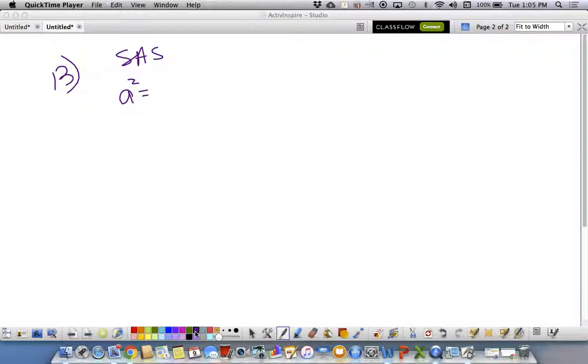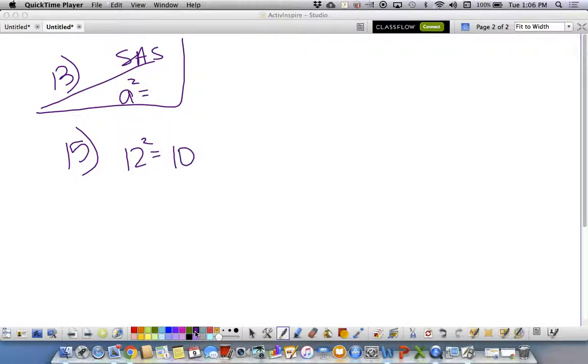So can we go on to 15? I got 40. Are you telling me an answer? Please don't. Okay, so we skipped 13. We figured that one out. 15. Which side do we need to know first? The big one. So what angle do we have to know? Opposite 12 is angle A. So we would say 12 squared equals 10 squared plus 10 squared minus 2 times 10 times 10 cosine.